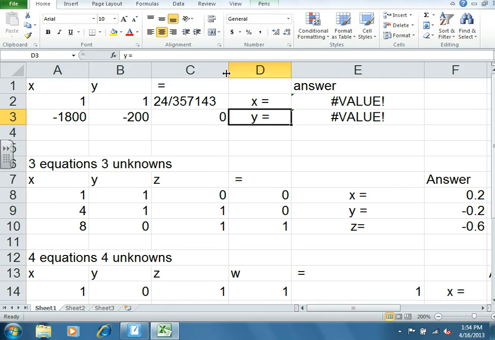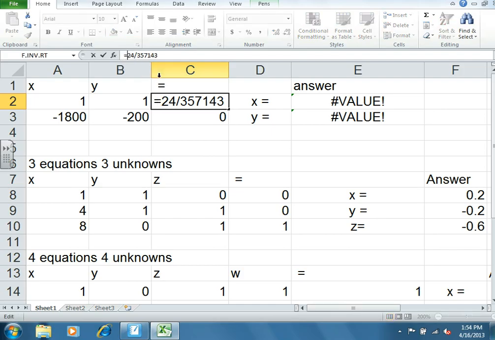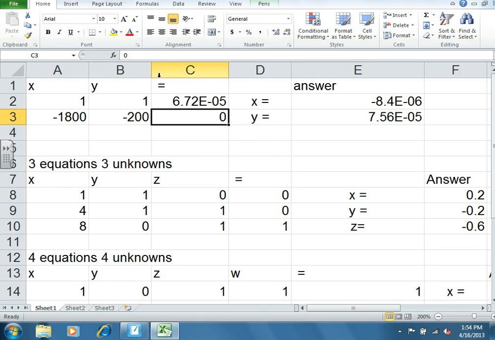Now, why didn't it take 24 divided by 3475143? Why didn't it put a number there? What did I do wrong? Do I need an equal sign? The one above it. Oh, yeah. There we go. So I didn't want to do that math right away. Okay, so now I got an answer.